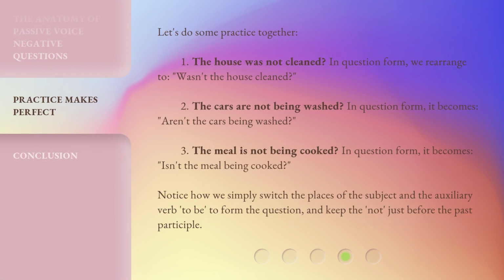Let's do some practice together. 1. The house was not cleaned? In question form, we rearrange to, wasn't the house cleaned? 2. The cars are not being washed? In question form, it becomes, aren't the cars being washed? 3. The meal is not being cooked? In question form, it becomes, isn't the meal being cooked? Notice how we simply switch the places of the subject and the auxiliary verb, to be, to form the question, and keep the not just before the past participle.